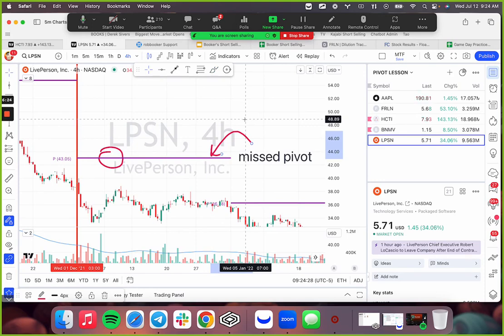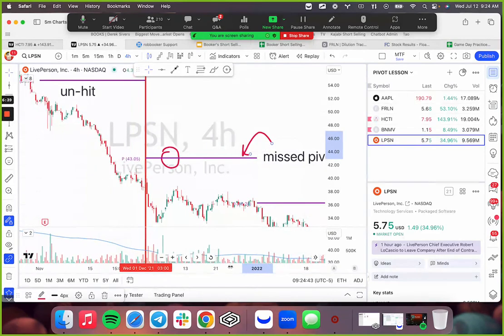Why is that important? It's important because a missed pivot needs to get hit. If it wasn't hit during the month that it was created, it needs to be hit later. Why was this getting missed? It's because this stock is terrible. This company is terrible. It was capitulating. It was dropping.